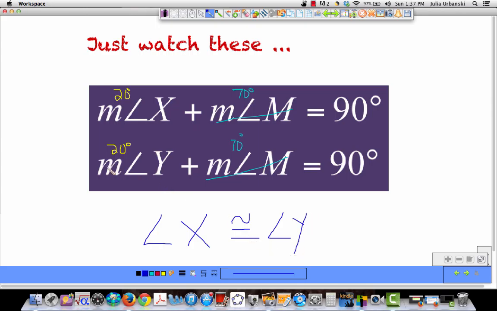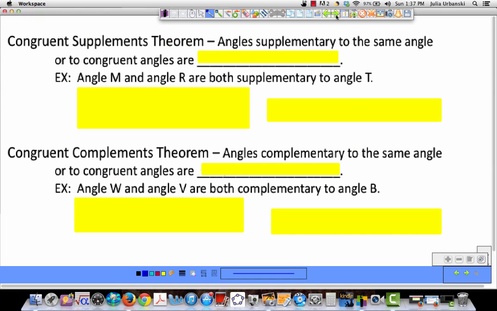Okay, so now go back to your notes to the bottom part of the page and let's fill these in. Congruent supplements theorem. The word says it all. If you're supplementary to the same angle, then you're congruent to each other. Angles supplementary to the exact same angle or to two congruent angles are congruent to each other. So, example, this one you can write down.